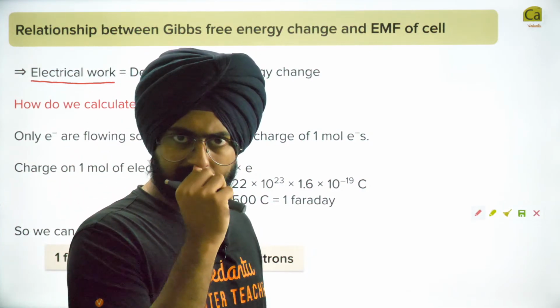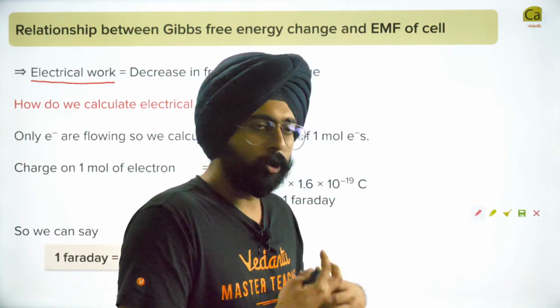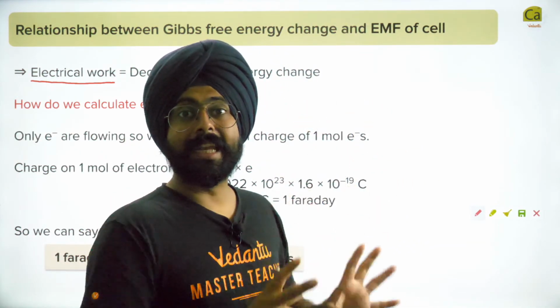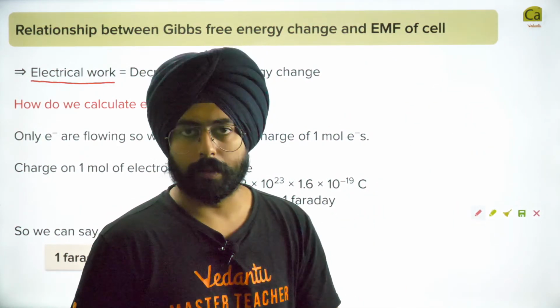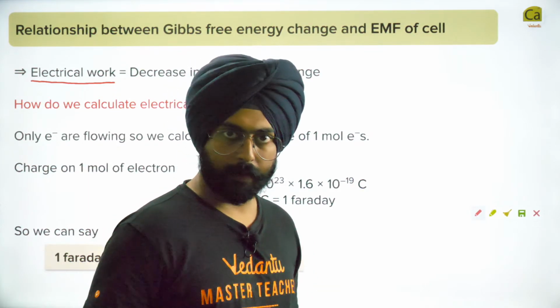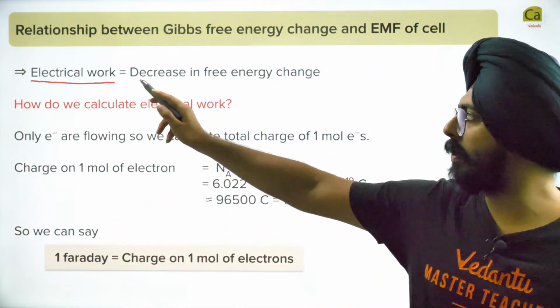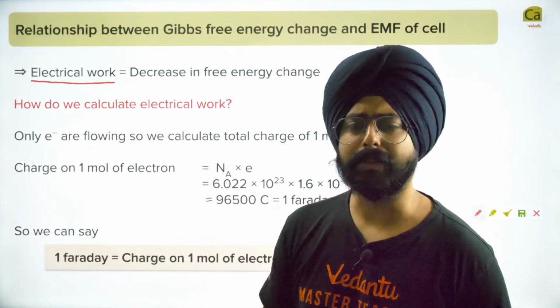बात समझ में आई क्या हो रहा है? Gibbs free energy is the energy that is being utilized to create the electromotive force and eventually to do the electrical work. So over here, electrical work is basically equal to the decrease in Gibbs free energy. बात समझ में आ रही है ना?